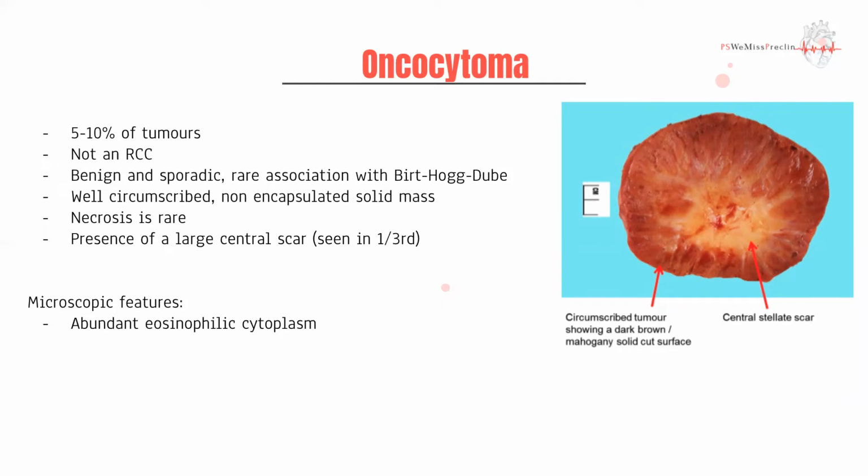regular and circular, but they aren't bound by a membrane in most cases. And they typically present with a large central scar. And that's the buzzword you'll see for oncocytomas, where you have that central large stellate scar. In terms of microscopic features, they have abundant eosinophilic cytoplasm.